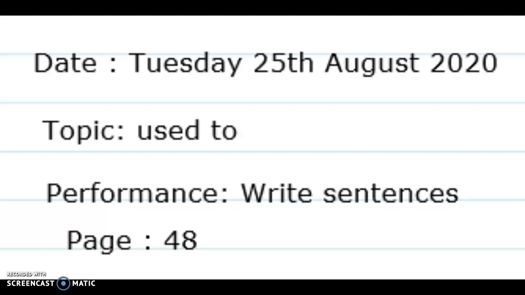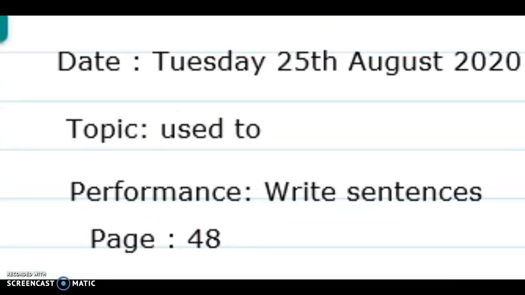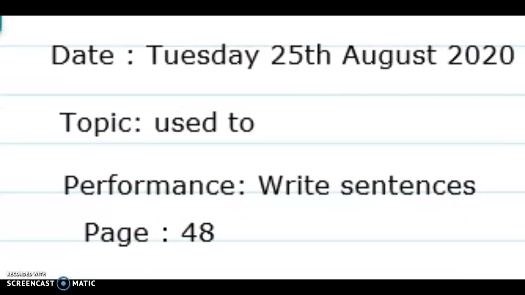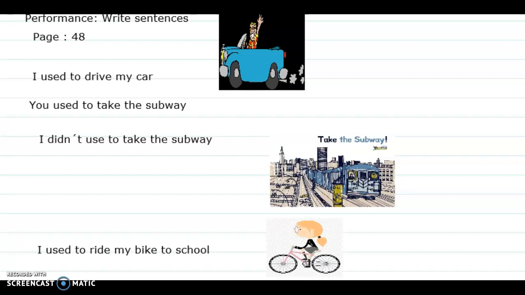Topic: used to. We continue speaking about used to. Perform right sentences. This is the introduction. Remember that this is the introduction to page 48. Okay, continue. And review that. Used to. Acostumbraba, solía. Cuando tú solías hacer algo en el pasado, pero que ahora ya no lo haces.